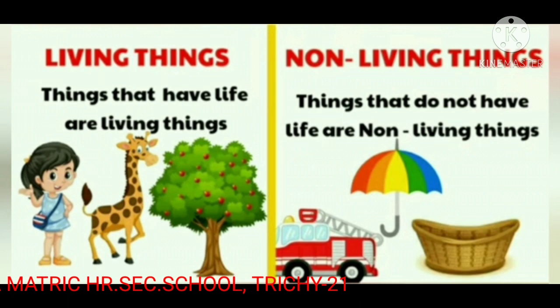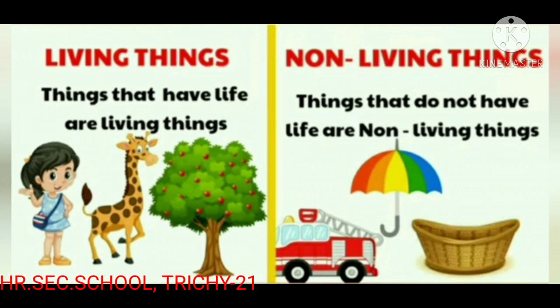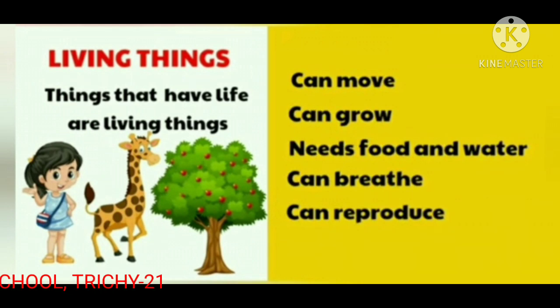Living things and non-living things. Living things have life, non-living things do not have life. For example, living things can move, can grow, need food and water, can breathe, and can reproduce. That is a living thing.